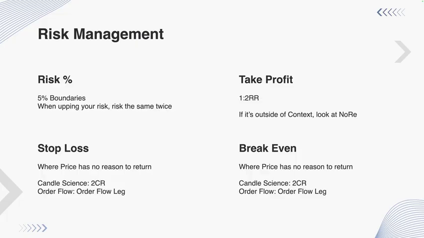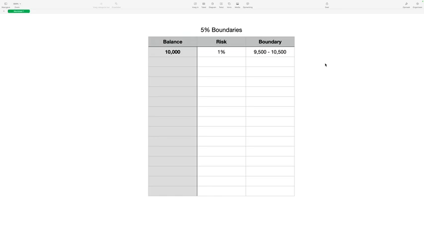Now, one that I like to use is the 5% boundaries. And what I've written down below it, before I start explaining the 5% boundaries, is: when upping your risk, use the same risk twice. So what does that mean, the 5% boundaries? Here we see the start of a 5% boundary risk management approach. That's quite a mouthful, so let me explain what this actually is.